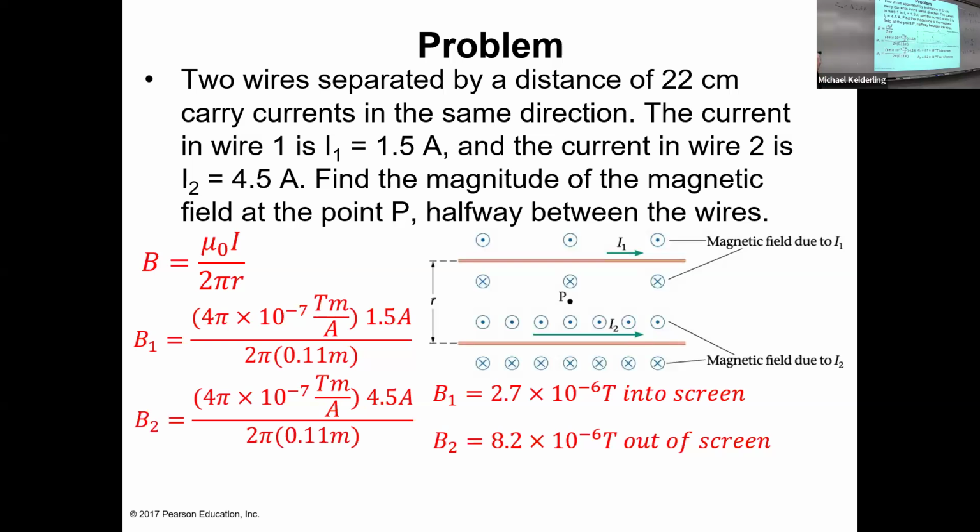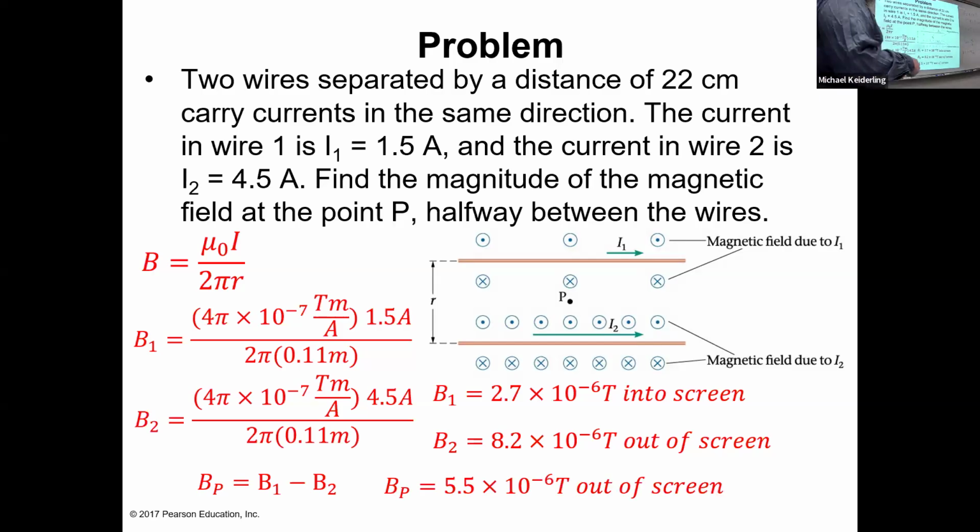And so when we add them together, the total is going to be B2 minus B1. This is 5.5 times 10 to the minus 6 Tesla out of the screen.